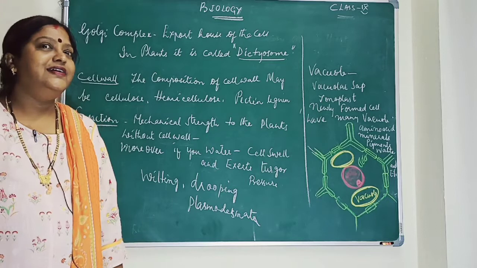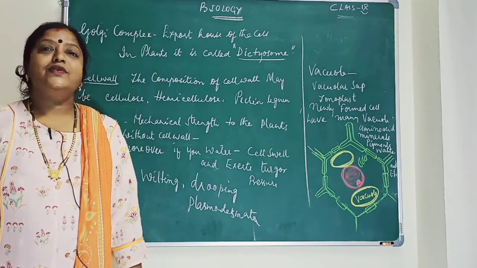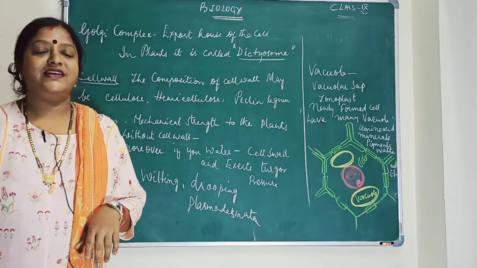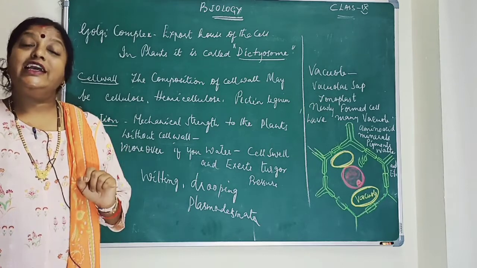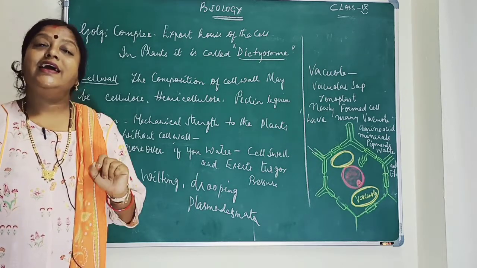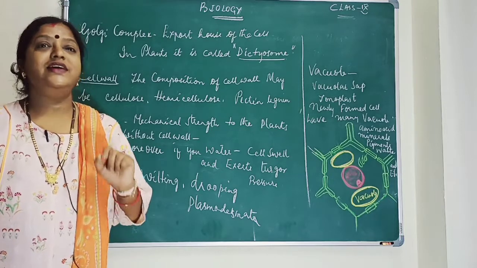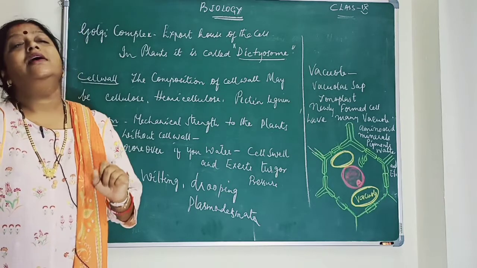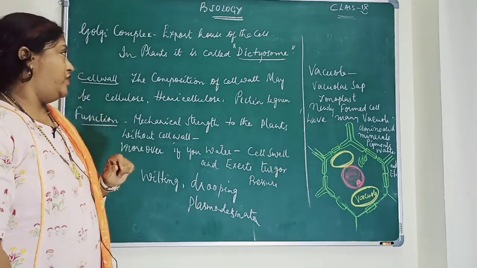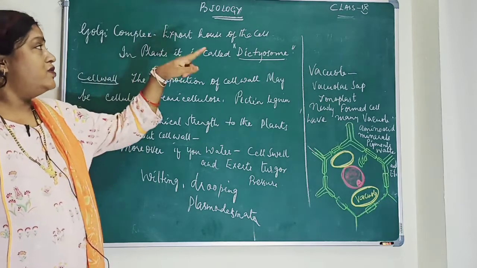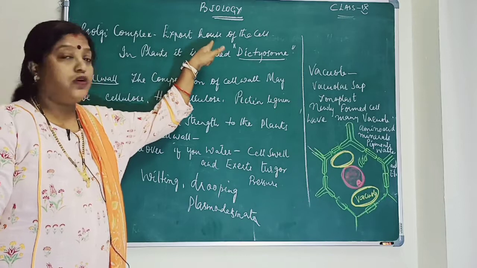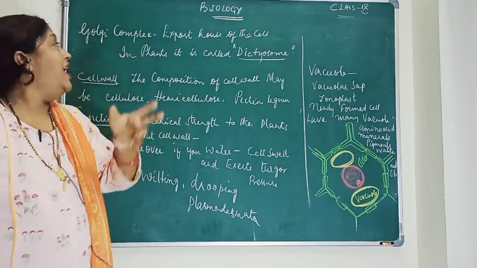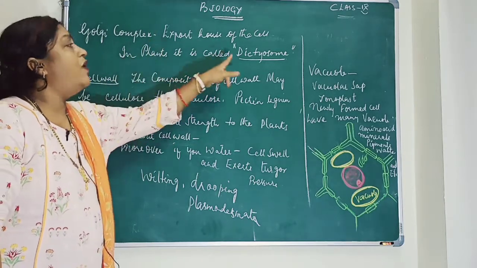In the previous class, we learned about the Golgi complex. Endoplasmic reticulum is called the skeleton of the cell, and Golgi complex is called the export house of the cell, because it helps in the transport of material synthesized in the endoplasmic reticulum, both inside and outside the cell. In plants, the Golgi complex is also called dictyosome.